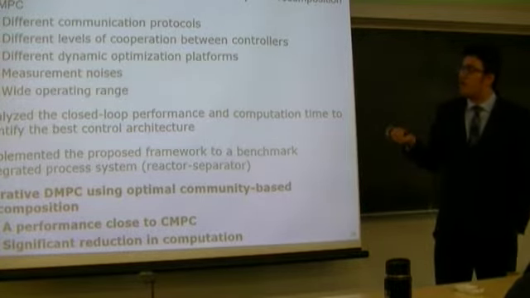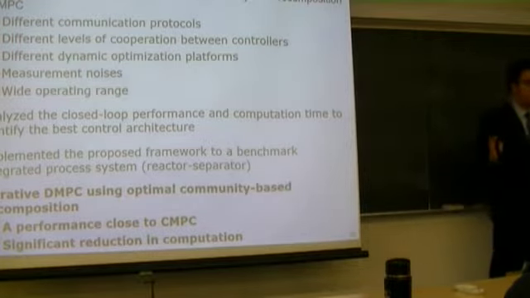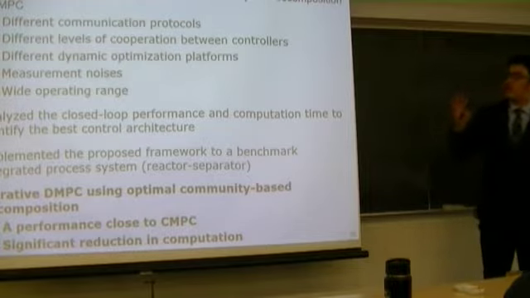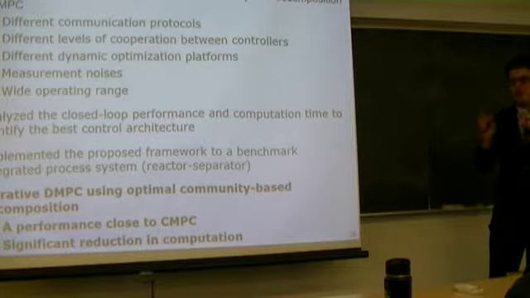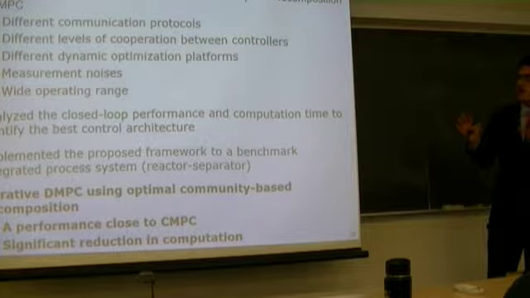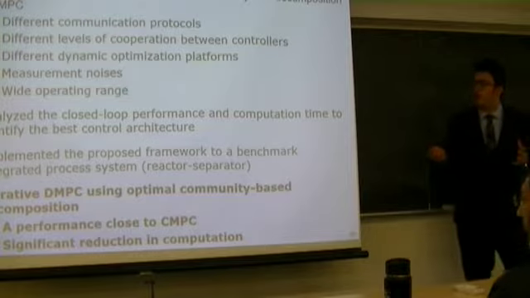We actually provide a comprehensive study to evaluate the effect of system decomposition on model predictive control. To summarize, we consider different communication protocols, sequential and iterative, which are actually the best two ways to communicate. We also consider fully decentralized, which has the worst performance. We also consider different levels of cooperation between local controllers, and different dynamic optimization platforms in the presence of measurement noise and wide operating range.